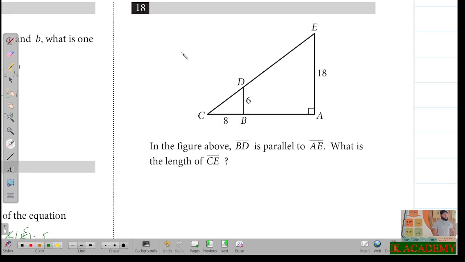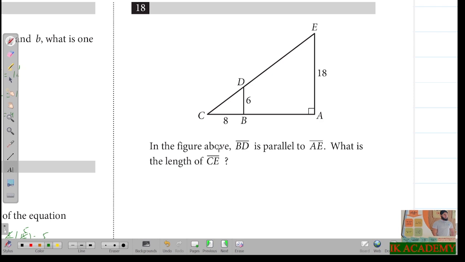Our next question is question number 18, which says in the figure above, BD is parallel to AE. This is the perpendicular line BD, which is parallel to the AE line. What is the length of CE? We need to find CE, the hypotenuse of the bigger triangle ACE.